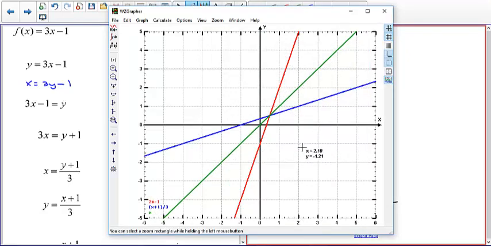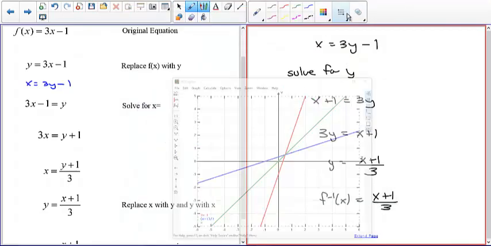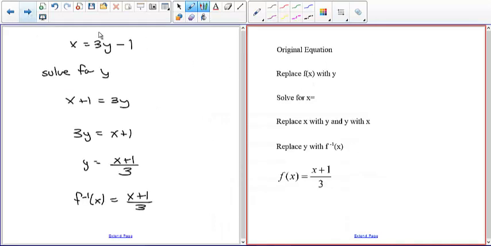And so there you go. That was actually the first problem we did graphically. Here it's doing it analytically. So you take the original equation, you replace f of x with y, solve for x, replace x with y and y with x, and then say y is equal to f to the minus 1 of x.